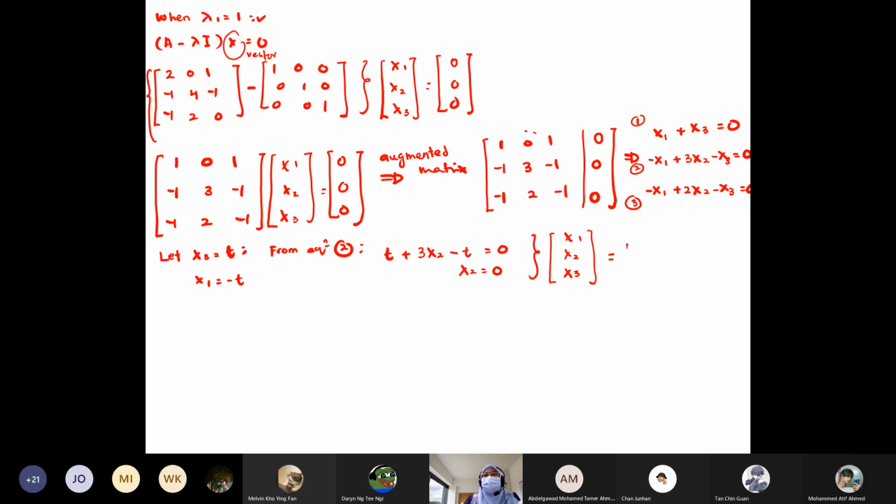I have t, I can put outside. So x1 equal to negative 1, x2 equal to 0, and x3 equal to 1. This is the answer that I get. This is the eigenvector when lambda equal to 1.